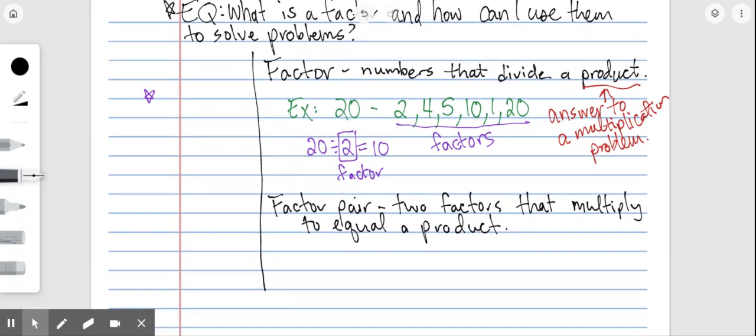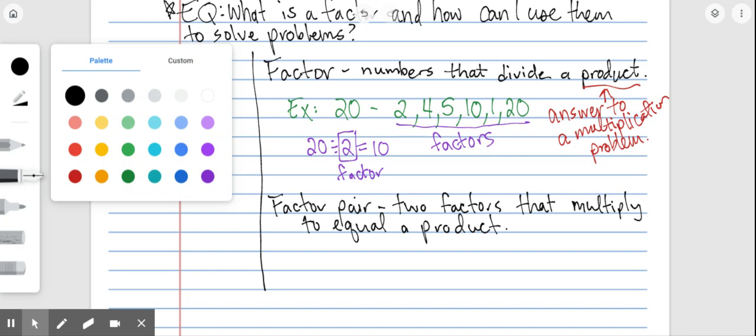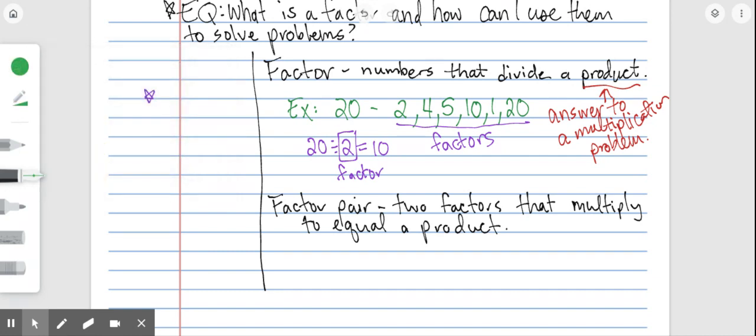So an example of a factor pair, I'm going to again do my example in green. I'm going to write EX. Example is if I stick with 20, I can think of two numbers that multiply to equal 20. So think for a second. There are at least three factor pairs. Good, I hope that you came up with some. One factor pair of 20 is 4 and 5, because 4 times 5 equals 20. So this is a factor pair.